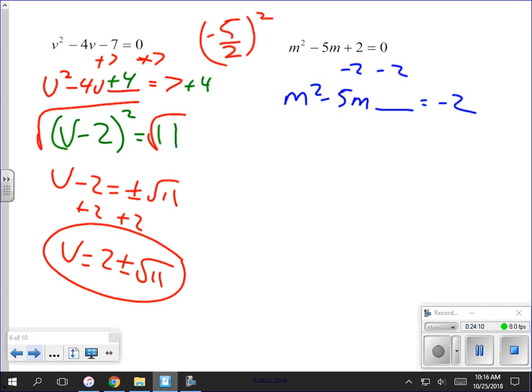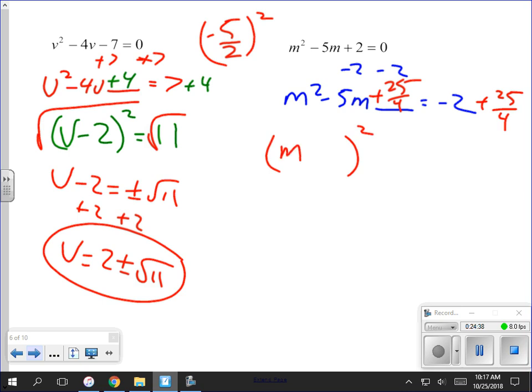When I square a fraction, what do I do? Square the numerator, square the denominator. So what do I add? I add 25 fourths. I add 25 fourths to both sides. Oh, this is not going to be pretty. I don't care. All right. Well, this next step isn't too bad.